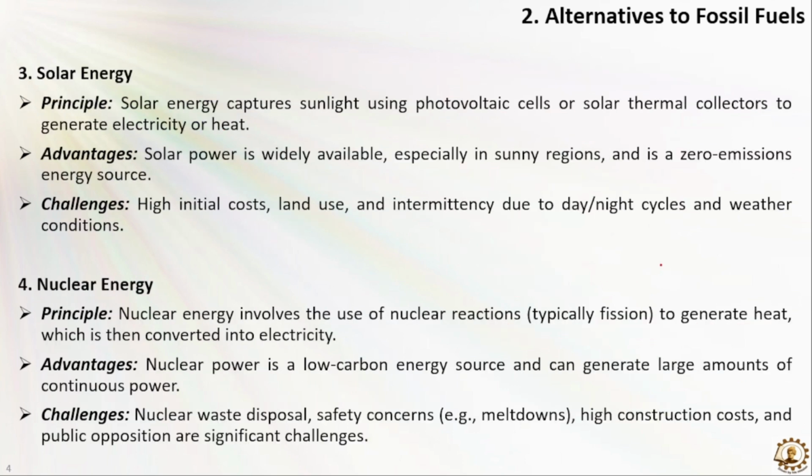The third alternative to fossil fuels can be considered solar energy. The basic principle of how solar energy is used is that it captures the sunlight, or the radiation coming from the sun, using photovoltaic cells or solar thermal collectors to generate electricity or heat. The photovoltaic cell generates electricity, and the thermal collectors can be used in solar heaters for cooking purposes. Here the thermal collector absorbs the radiation of the sun and becomes hotter, and we can use this heat for our cooking purposes also.